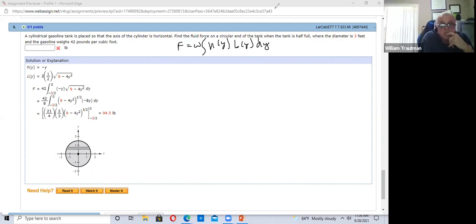Well, let's see. The cylinder of gasoline is placed so that the X-axis in the cylinder is horizontal. Find the fluid force on a circular end of the tank when the tank is half full. So that's really good. I hate that they put this ring up at the top, but it's half full. The bottom half is full, not the top. So that's right on the X-axis or Y equals 0. So our height of the fluid is going to be below this. So we're going to have minus Y. So there's no fluid in the top.